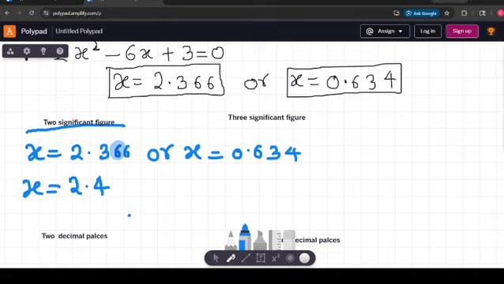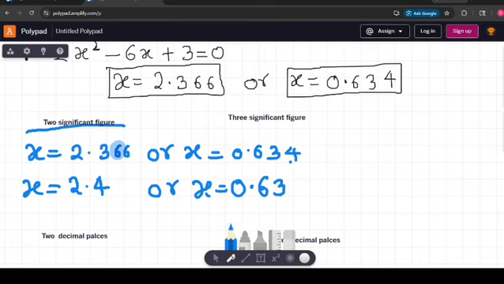Now for the second one, x is equal to 0.634. Now be careful over here. Since the number starts with 0, we cannot consider it as a significant digit. We'll count the digits after 0, that is 634. Now the 634 will get rounded off, and since 4 is less than 5, the number remains 63. So the second value for x will be x is equal to 0.63.